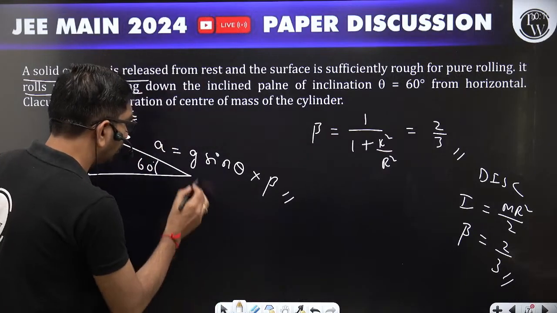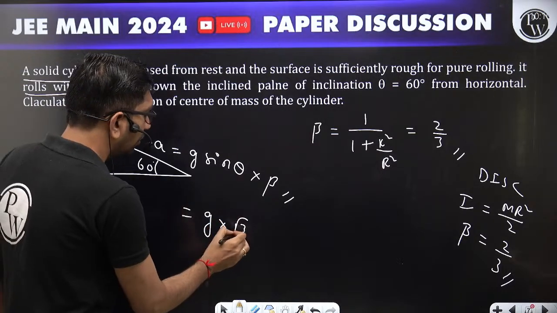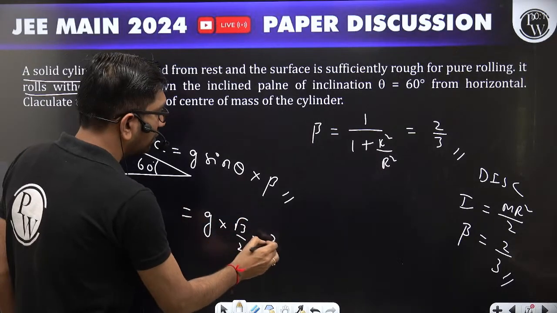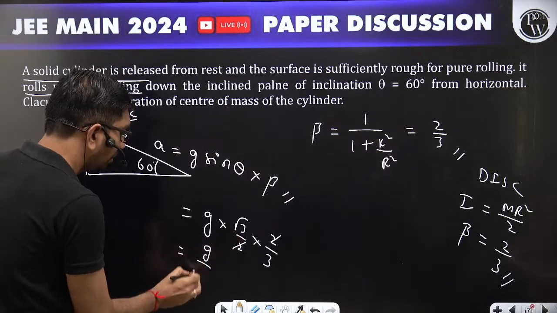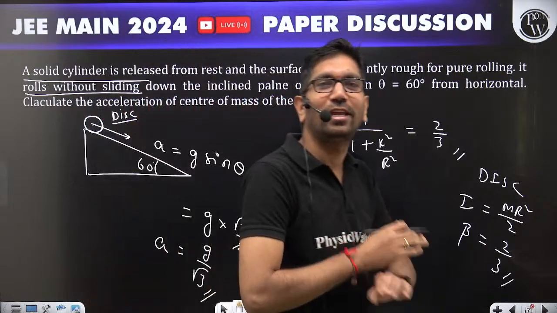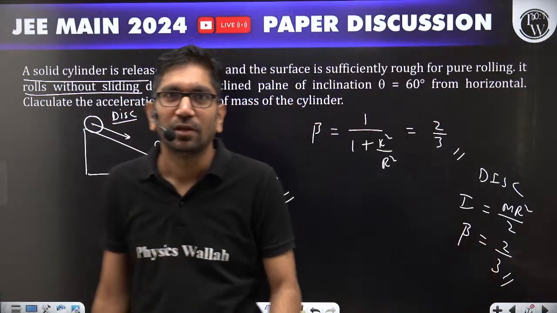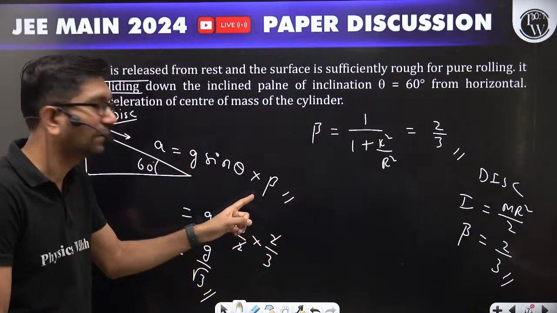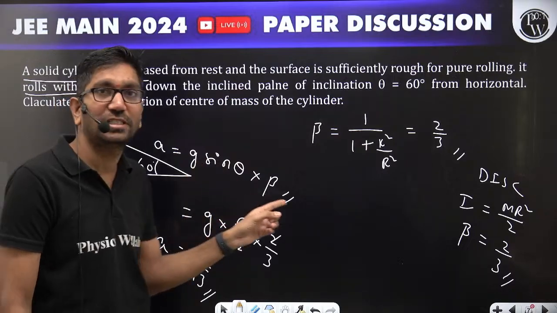Now just substitute the g value, g only. Sine 60 is root 3 by 2. Beta value is 2 by 3. This gets cancelled. So finally g by root 3 is the answer, okay? No need of solving in a lengthy manner, okay? And no need of wasting any time. If you remember this formula, it is a very simple formula, g sine theta into beta.